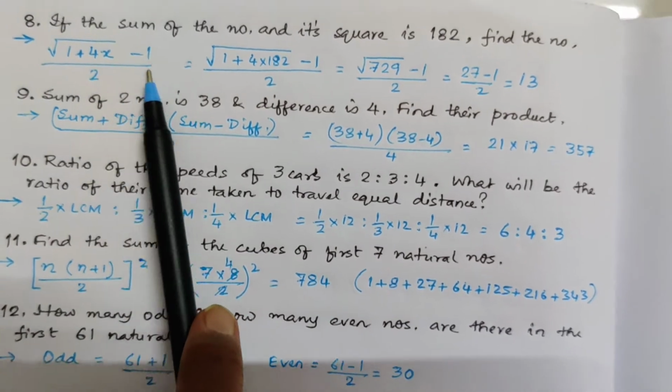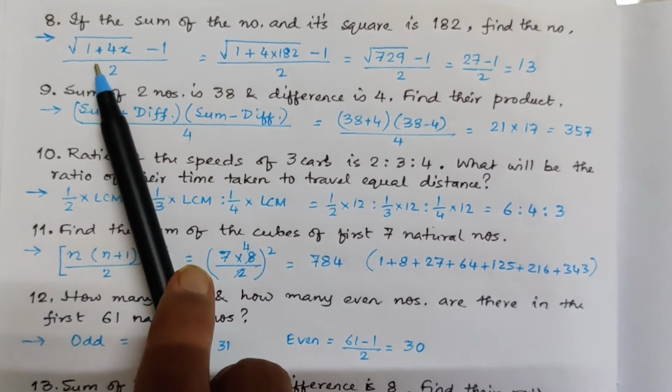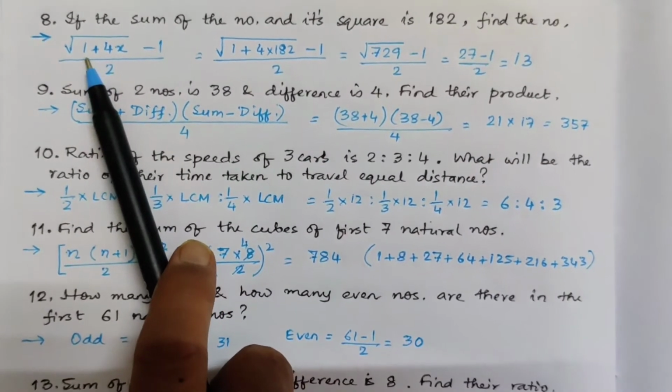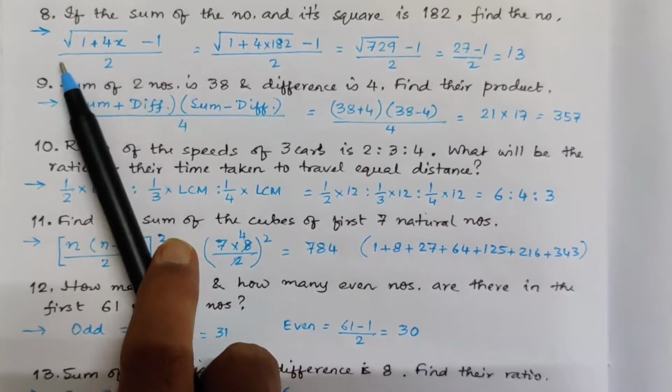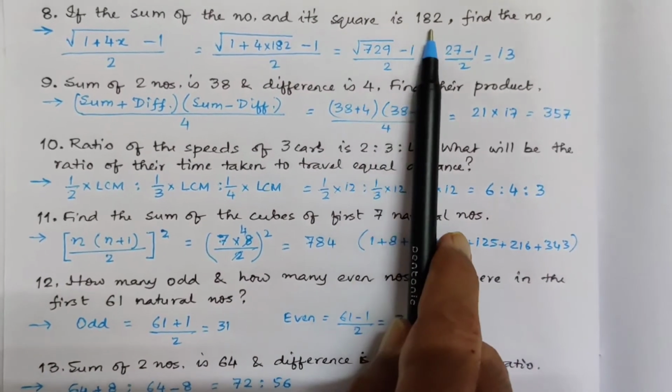Next is, if the sum of a number and its square is 182, find the number. Here we do it in this way. 1 plus root over 1 plus 4 into the square.